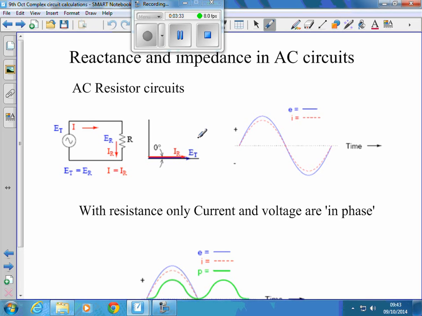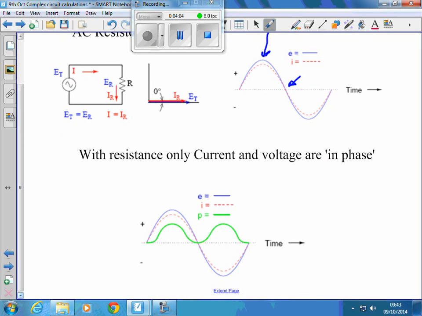So the length of them represents their size, and then the angle between them is 0, because if there's only resistance in the circuit, current and voltage are in phase with each other. The voltage and current peak together, like that, and the voltage and current cross the 0 line together in time. Okay, so if we have resistance only, the current and the voltage are in phase with each other. There's no angle between them.